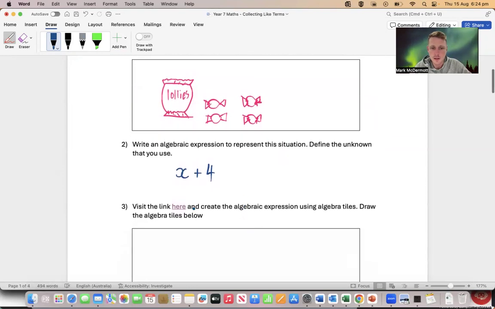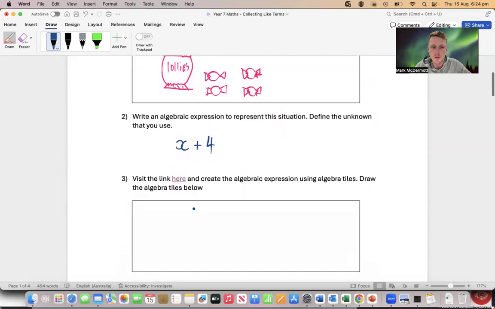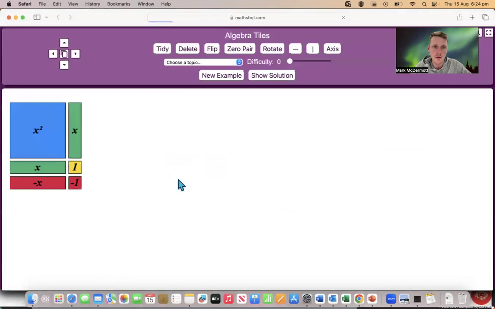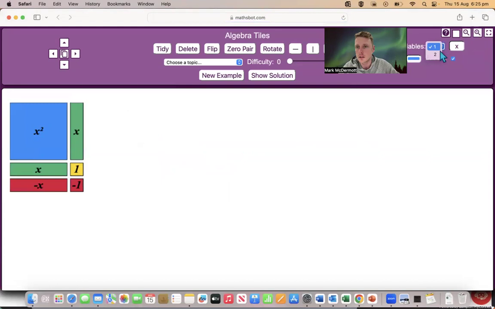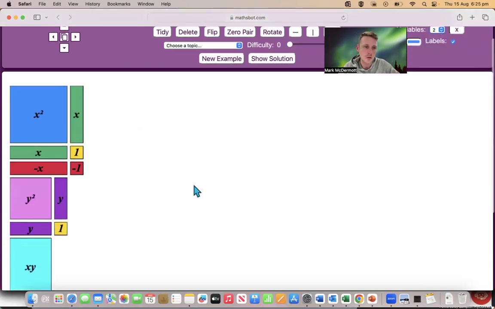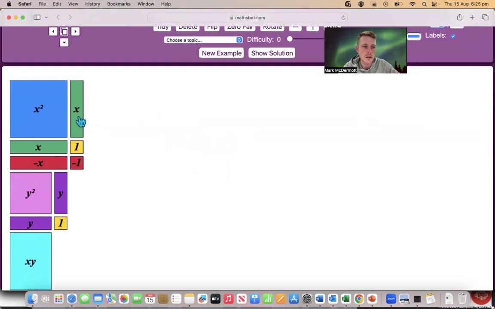Visit this link and create the algebraic expression using algebra tiles. Draw the algebra tiles below. So algebra tiles are a great way to visualize algebraic expressions. This is how you use it. First thing you want to do is click up here on 2 variables. So it gives you all the different algebra tiles, x and y.